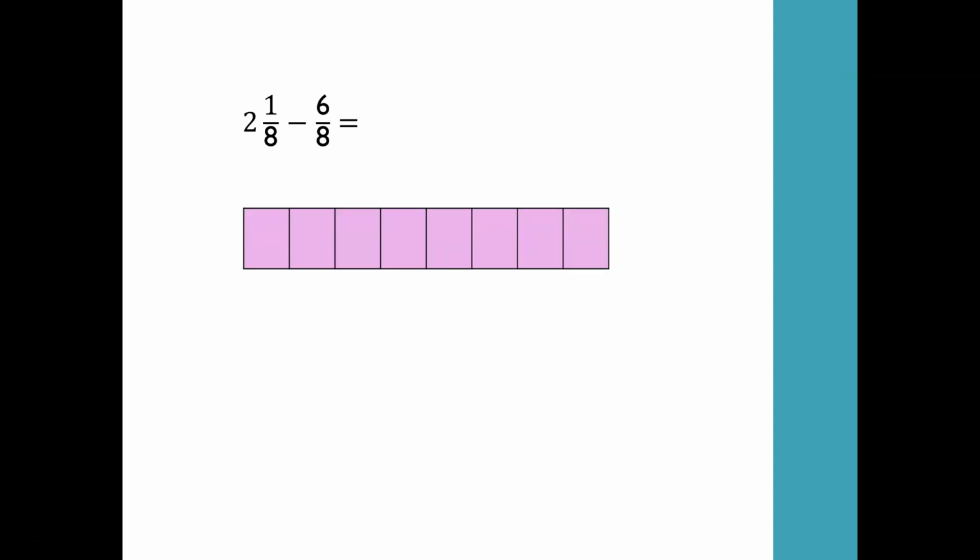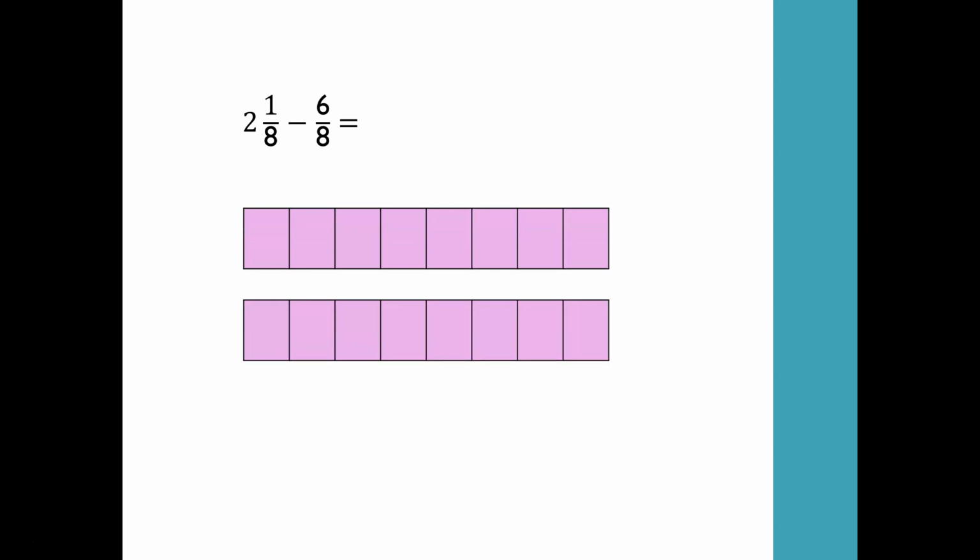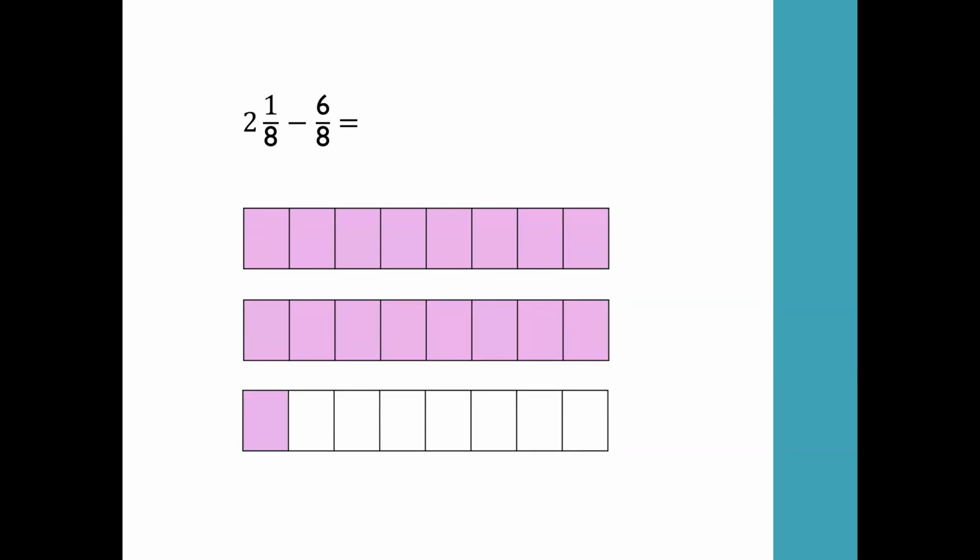Here's 2 1/8 illustrated on a bar model. I have 2 whole bars and 1 part of a third bar shaded. After I make the reduction of 6/8, there is 1 bar and another 3/8 remaining. 2 1/8 take away 6/8 is equal to 1 3/8.